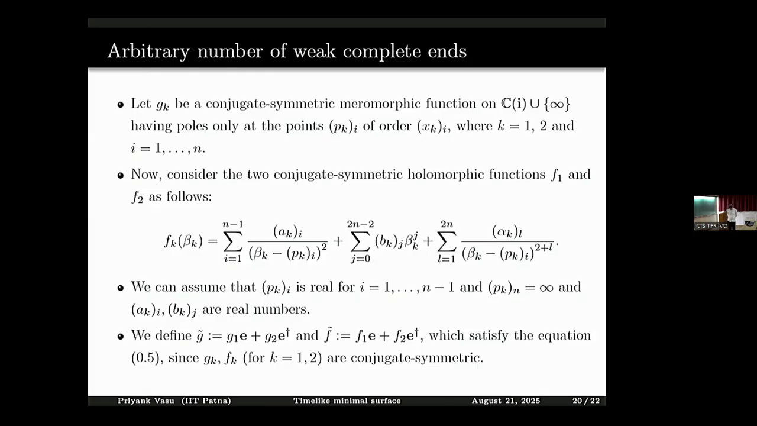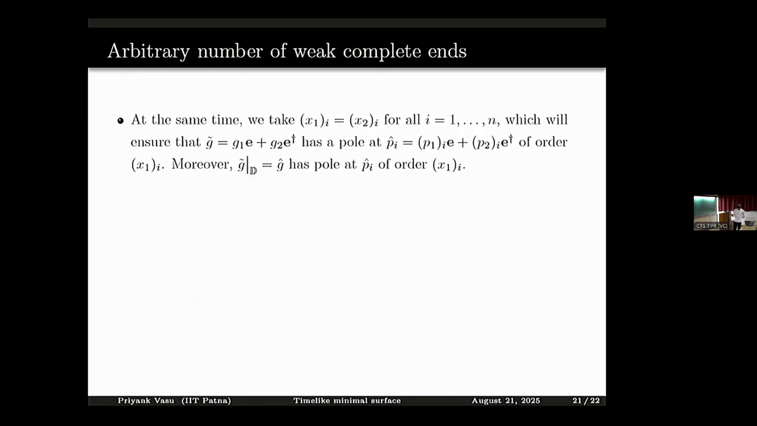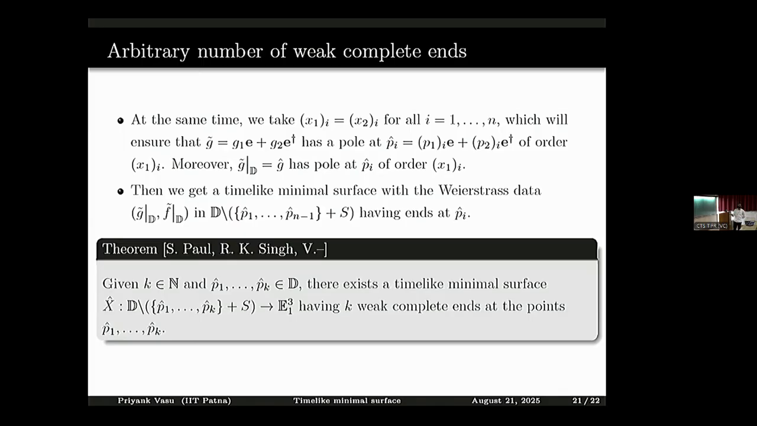Very nice. And then after that? This is enough to show the existence. Existence, okay. Yes, we have given the Weierstrass data for an arbitrary number n.